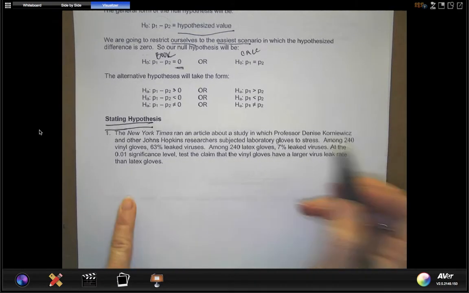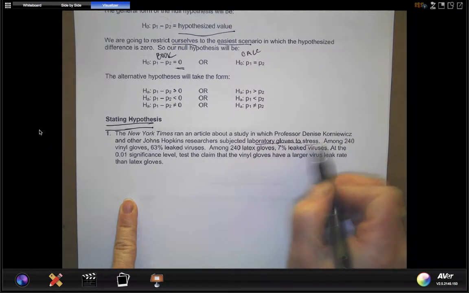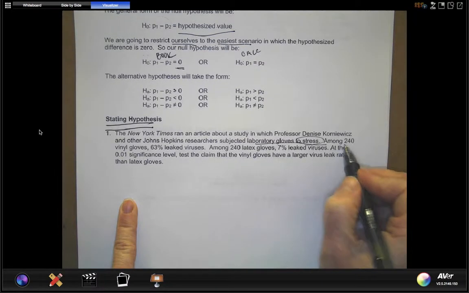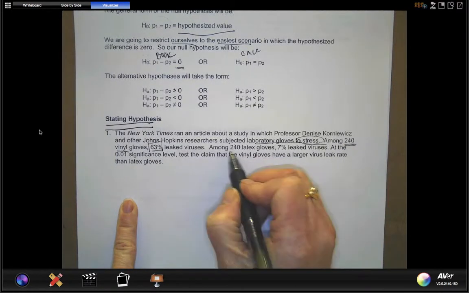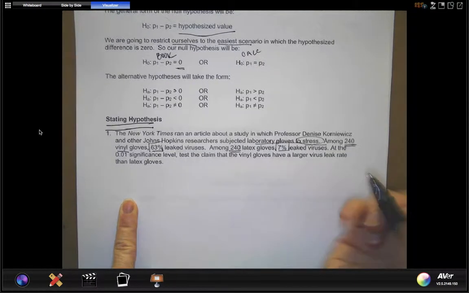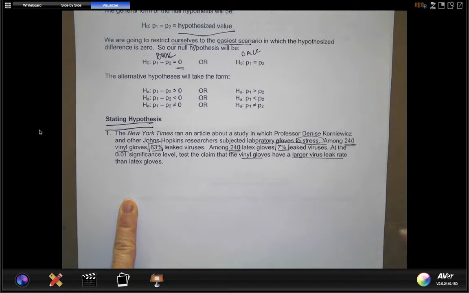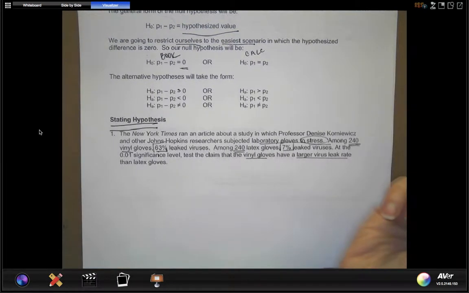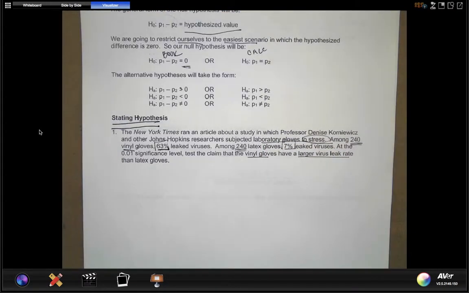So they're looking at some laboratory gloves here and giving them some sort of stress. So 240 vinyl gloves, 63% leak viruses. 240 latex gloves, only 7%. So clearly there's a difference there. So test the claim that the vinyl gloves have a larger virus leak rate than the latex gloves. Like I said, I'm just going to write out the hypotheses here. I'm not going to carry out the whole test. We will do that later.